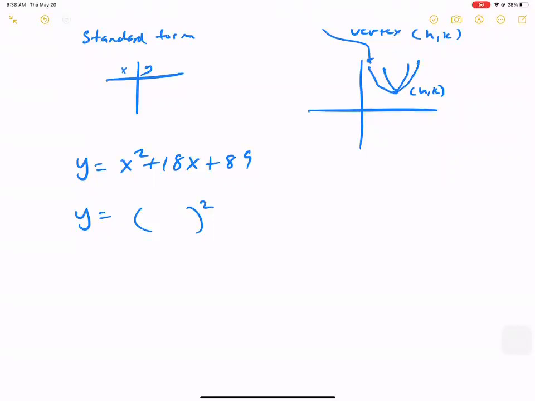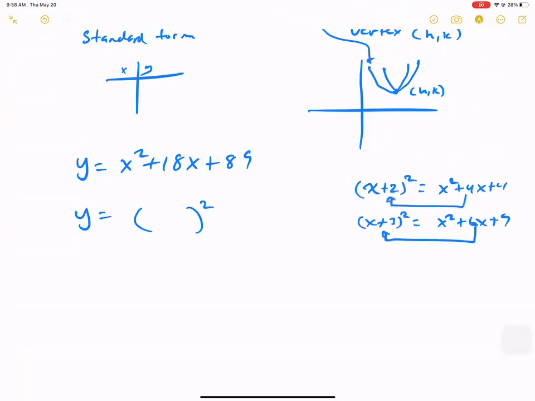Remember, a perfect square is a term like x plus 2 squared, which is x squared plus 4x plus 4. X plus 3 squared is x squared plus 6x plus 9. These perfect square forms are not very common, but there are special ones, like 2 squared, 4 squared, 3 squared. And there's a pattern. The b value is always halved to complete the square.